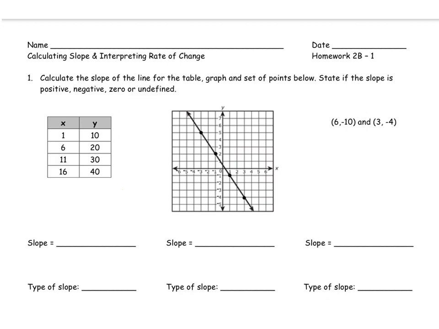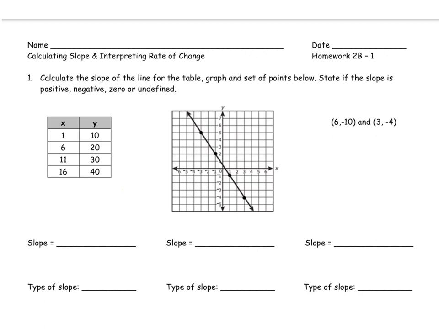In today's video, we're going to talk about how to calculate slope and interpret the rate of change. This goes with today's lesson from Unit 2B, Lesson 1. Number 1 says, calculate the slope of the line for the table, graph, and set of points below. State if the slope is positive, negative, 0, or undefined.